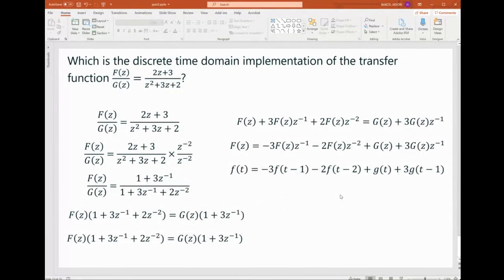Okay, what is the discrete time domain implementation of the transfer function F of z divided by G of z equals 2z plus 3 divided by z squared plus 3z plus 2? I like this one. I like these questions because this is actually bringing it back to software, essentially. So we're doing the inverse. This is the inverse z transform now.